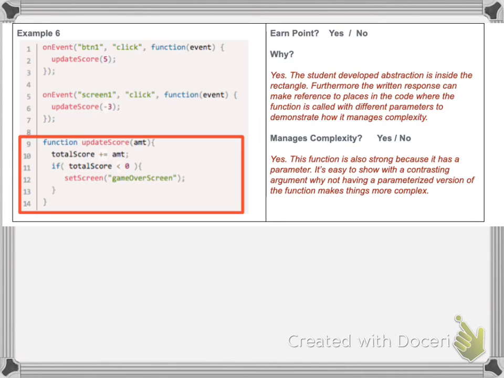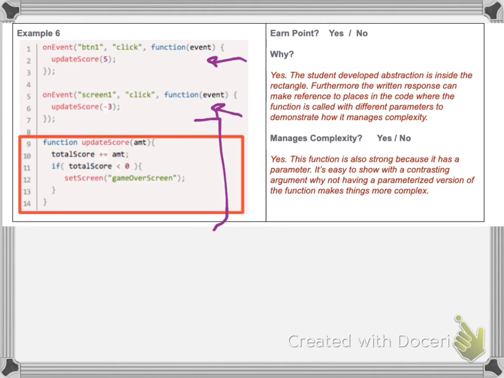Okay, so in the rectangle, they get the point for row 7, this is a student-developed abstraction. In other words, this is a function that the student wrote, okay? When they're writing in the written response about how it manages complexity, they're pointing out that this function is called from other places in the program. And yeah, so it doesn't have to be a big deal.